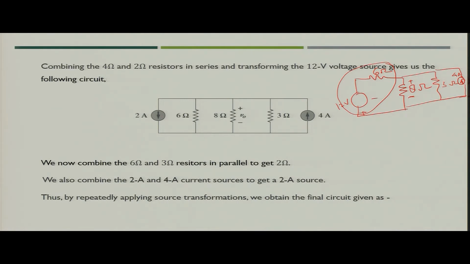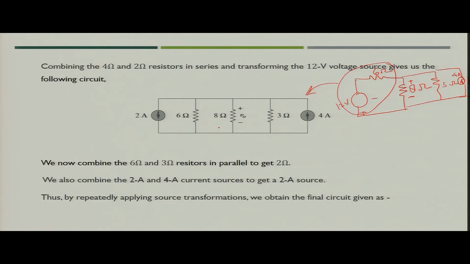That is, if you see a voltage source in series with a 6 ohm resistance, its equivalent current source would be 2 ampere, and then there will be a resistance in parallel, that will be 6 ohm resistance. So now you have got the updated circuit from this.